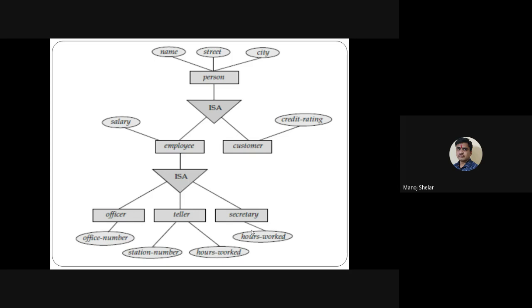What is generalization? Generalization means going from a lower level entity to a higher level entity.